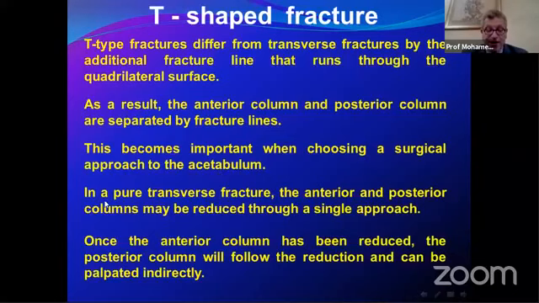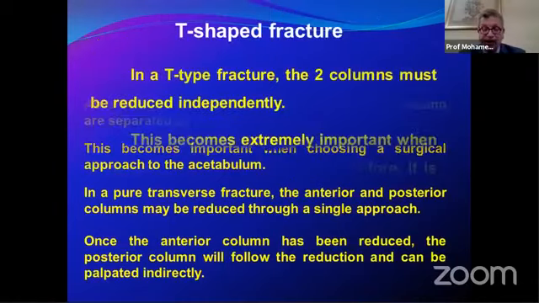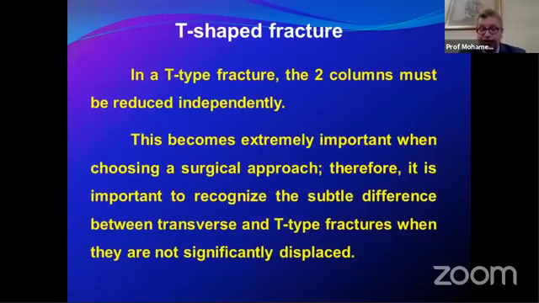The surgical approach to the acetabulum: in a pure transverse fracture, the anterior and posterior columns may be reduced through a single approach. I can reduce one column through a single approach and the other column will follow in the reduction. Once the anterior column has been reduced, the posterior column will follow and can be palpated indirectly. In a T-shaped fracture, the two columns must be reduced independently. They are separated, so I have to reduce each one. This becomes extremely important when choosing a surgical approach.